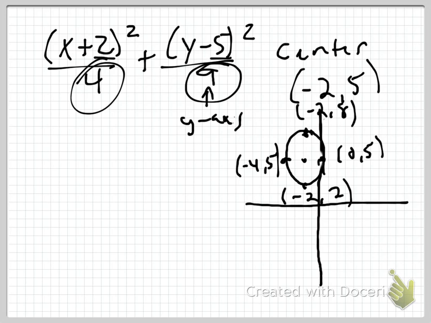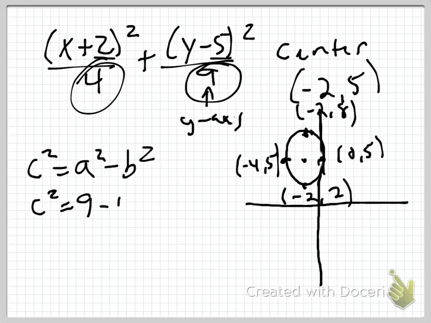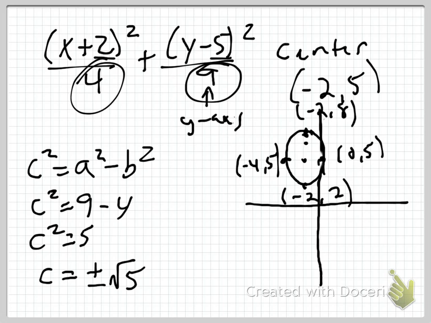Now, if you wanted to find where your foci are, again, c squared equals a squared minus b squared. So 9 minus 4, so my c squared is 5, which means my c is going to be plus or minus the square root of 5. So basically my foci are going to be square root of 5 above the center and square root of 5 below my center.